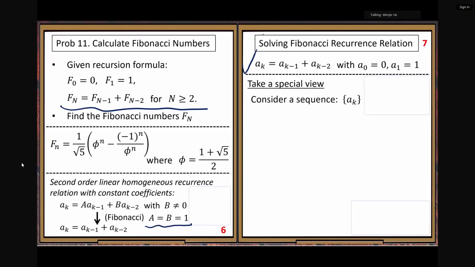So here, let's consider, because the Fibonacci numbers, can we put them together so we get a sequence of Fibonacci numbers? So here we'll consider a sequence.